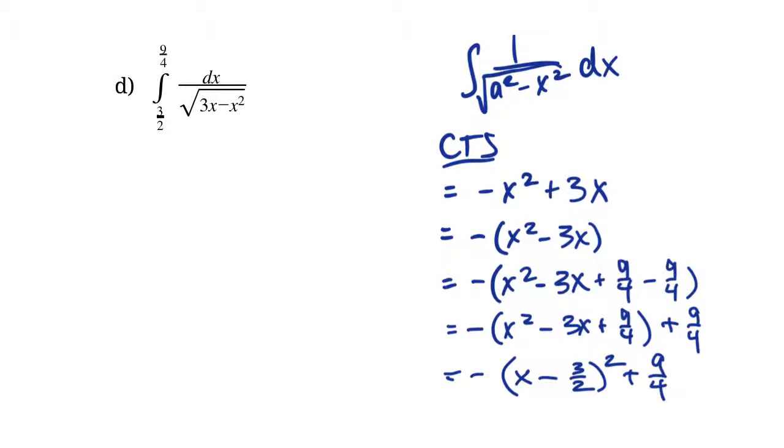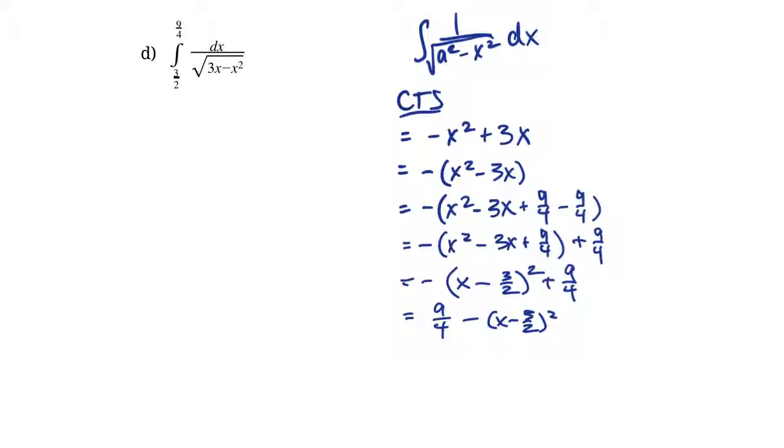So it almost looks like this now, right? The thing with the x we can write second just to make it look more like that. So I just switch the order of them: 9 over 4 minus x minus 3 halves squared. And now the question is, what is the a value and what is the x value? Well, the a value, what squared is going to give us 9 over 4? It's just the square root of 9 over 4, which is 3 over 2. Because if we square it, we end up with this pattern here.